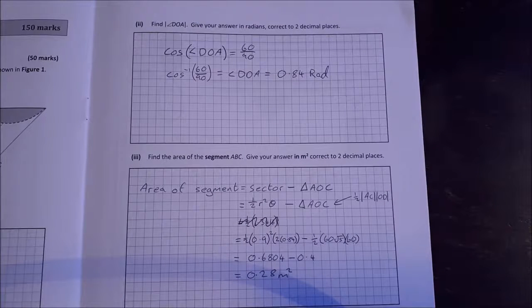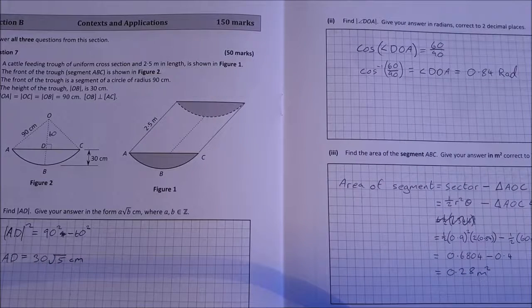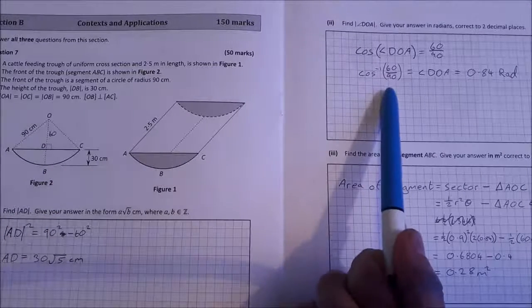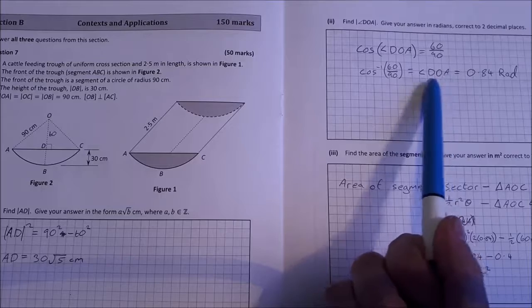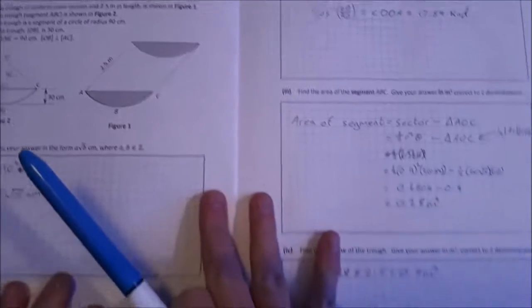Part 2, find the angle DOA, give your answer in radians, correct to 2 decimal places. So we can take the cosine of DOA, let me just get the diagram in here. So cosine of DOA is equal to 60 over 90. So cos inverse of 60 over 90 will be the angle DOA, which is 0.84 radians.